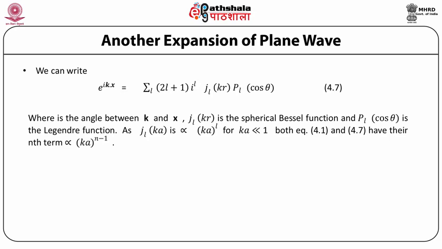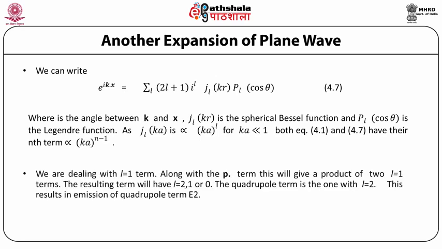As j_L(kr) is proportional to (ka) raised to the power L for ka much less than 1, both equation 4.1 and 4.7 have their nth term proportional to (ka) raised to the power n minus 1. We are dealing with the L equal to 1 term. Along with the p dot x term, this will give a product of two L equal to 1 terms. The resulting term will have L equal to 2, 1 or 0. The quadrupole term is the one with L equal to 2. This results in emission of the quadrupole term E2.